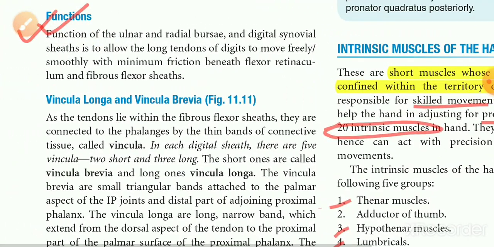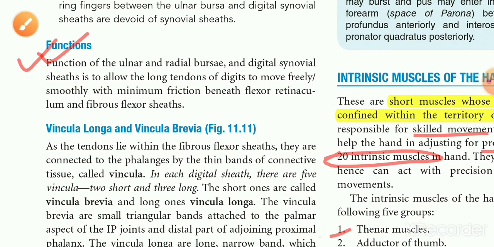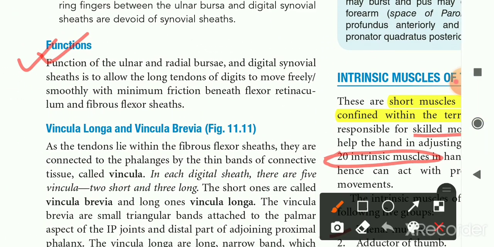Now, what is the importance? Why should we know the radial bursa, the ulnar bursa, and the synovial sheaths of the digits? Because their function is to allow the long tendons of the digits to move freely and smoothly with minimum friction between the flexor retinaculum and the fibrous flexor sheath. That means this bursa or synovial sheath allows free movement and prevents friction.